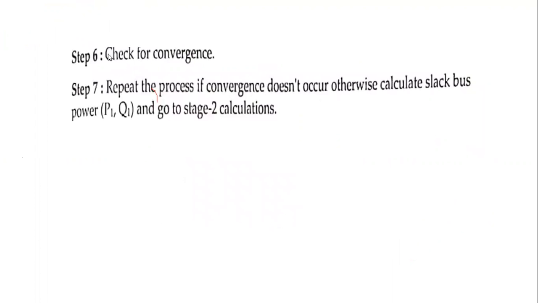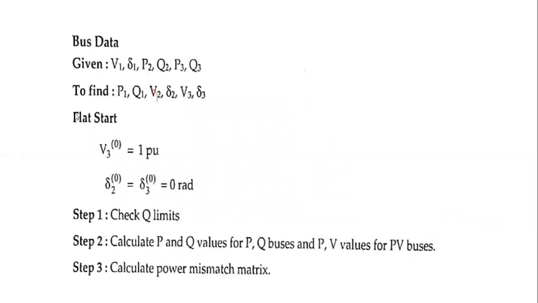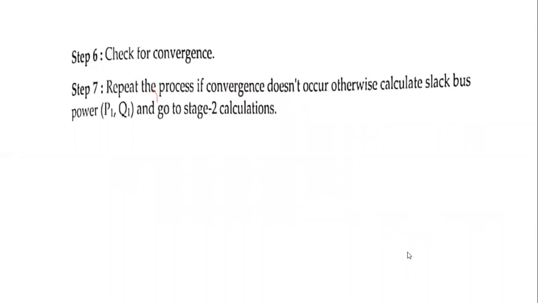Okay, next coming to step 6, check the convergence and repeat the procedure if convergence does not occur. Otherwise calculate slack bus power P1, Q1 and go to stage 2 calculations. If the convergence is not satisfied, then we go to step 2 calculations again. Calculate P and Q values for the PQ bus and P values for the PV bus. Then repeat the same steps.